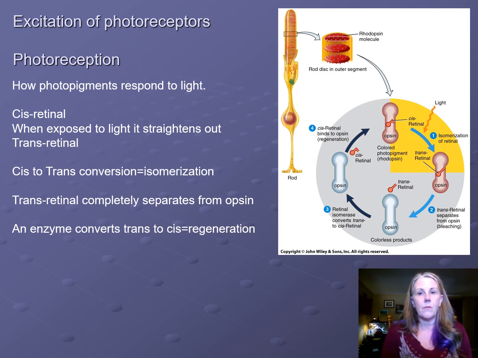As we go through these processes, we're going to do it with the rods as our example. The cones use a slightly different photopigment. However, they function the same. So I'm just going to use rods as our example, and you're going to see that in the pictures.